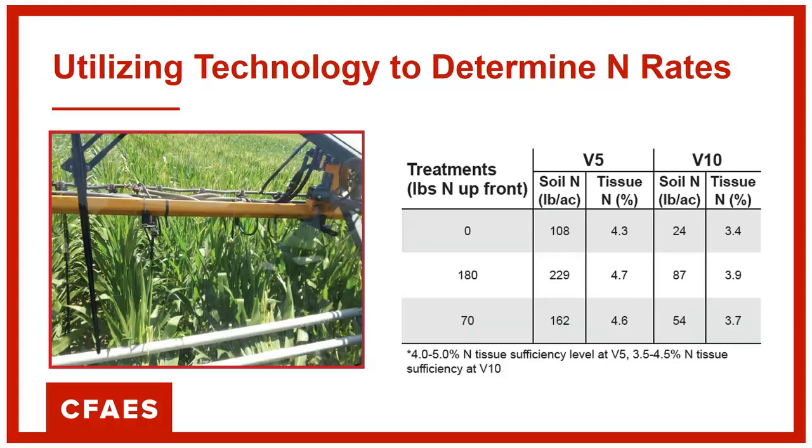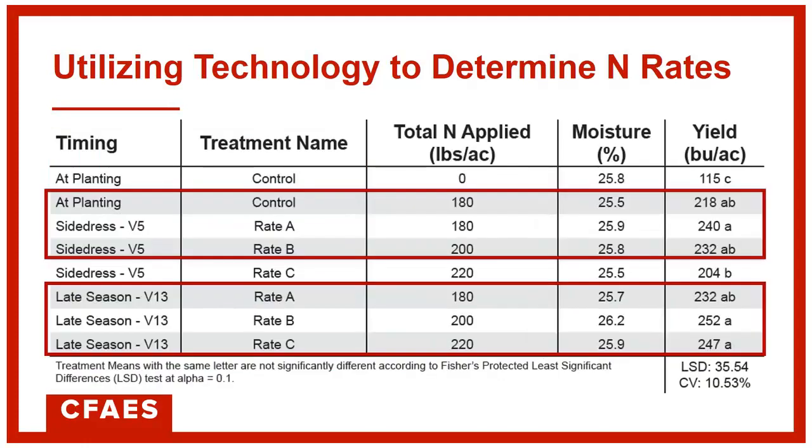Pretty good farm, doing well. Had it down to 24 pounds though by V10. 180, 229 pounds plant available. Quite a bit's coming out of the soil. 87 pounds at V10. And those tissue tests are all above the sufficiency range when we pulled the test.